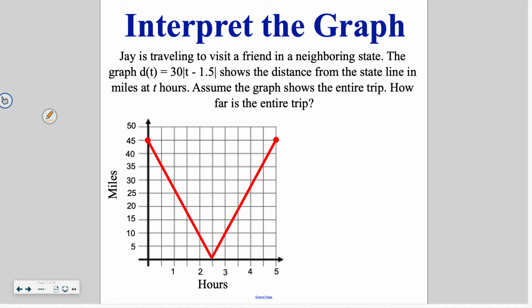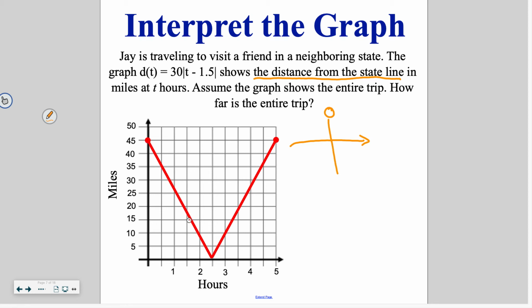So if we're looking here, it's saying that the graph shows the distance from the state line. So this is saying miles away from the state line. So this first part, Jay is starting to drive, and he's currently 45 miles away from the state line. As he's driving, he's getting closer and closer to crossing from one state into another. This is 0 miles away from the state line. And then he keeps going until he finishes his trip.